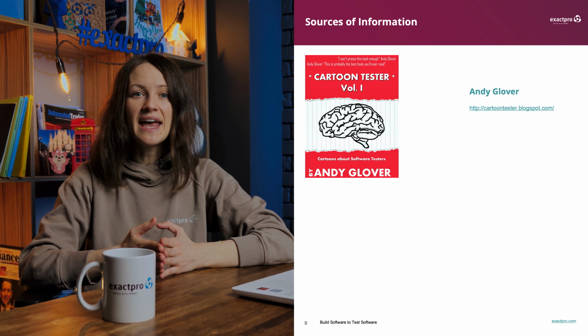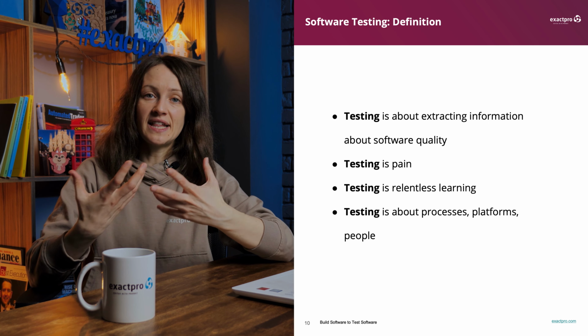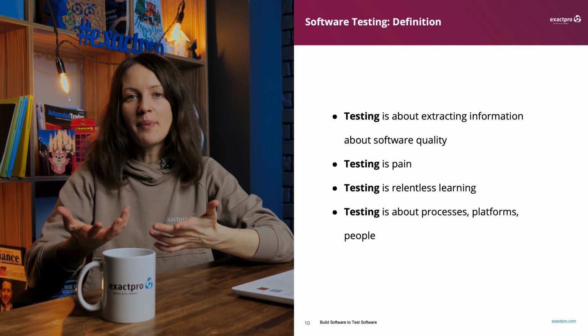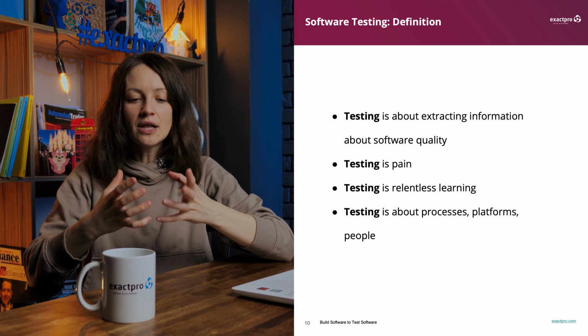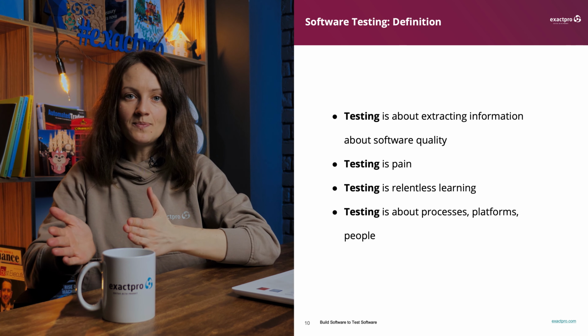Now, moving on to the definition of testing. Software testing is extracting information about software quality. Software testing is a process of relentless learning, and therefore it's filled with pain and hard work. As we've described in the previous lecture, software testing consists in a closely intertwined network of processes, platforms, and people.